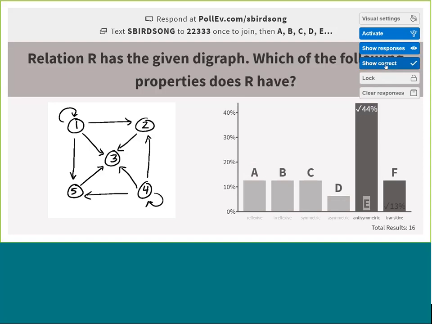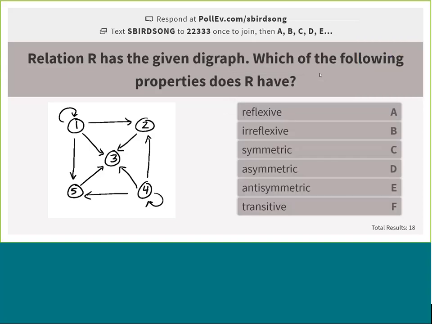So it turns out in this one, you guys are totally right in terms of anti-symmetric, but it turns out that it's also transitive. So let us see what's going on with the anti-symmetric and the transitive.